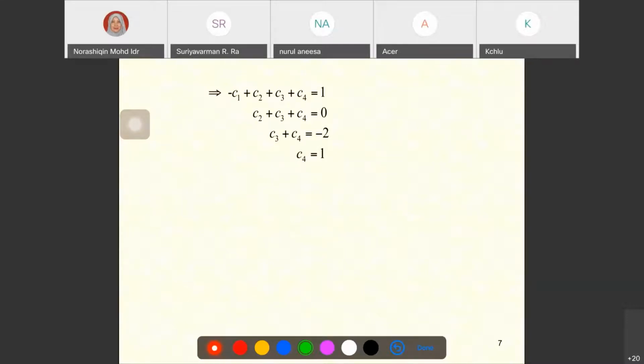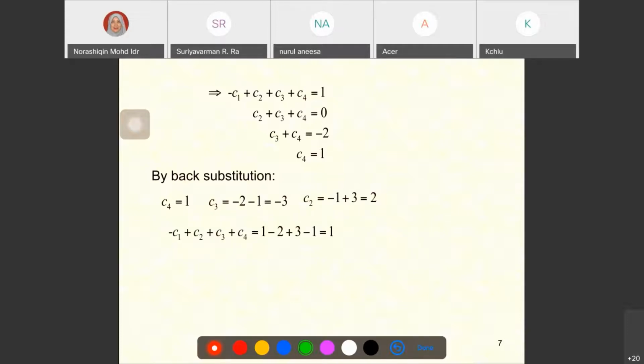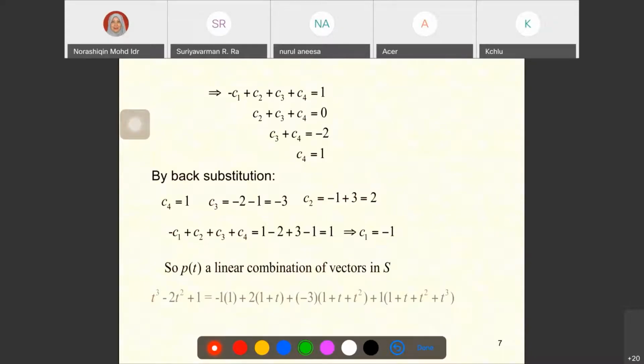Okay. C4 is 1, and then C3, negative 3. Boleh dah? Negative 3. So back substitution, you have C4 equal to 1. C3 equal to negative 2, negative 1, negative 3. C2 equal to that. And negative C1, C1 equal to negative 1. Okay. So that means that all the C's exist. Yes. So that means PT is a linear combination of that. Oh, okay, doctor.